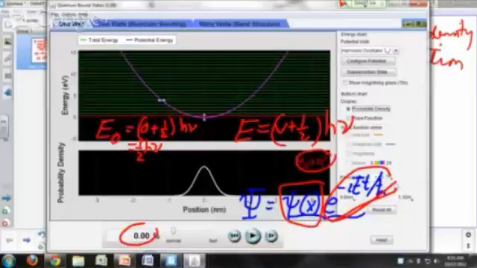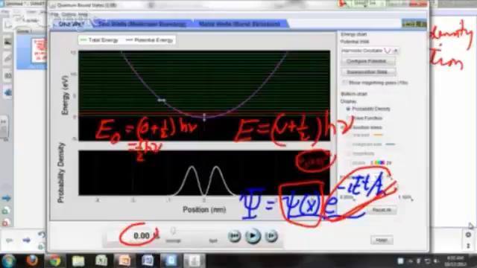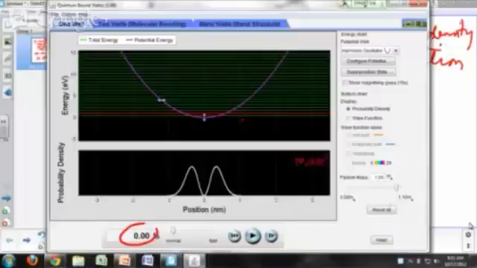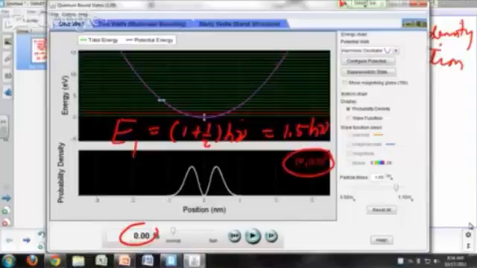You can see there's no node for v equals 0. What if you have v equals 1? Well, the first excited state, that's what you get. So for v equals 1, what do you have now? You have one node, right? And your energy E1 is going to be 1 plus 1/2 times h nu. So it's going to be 1.5 h nu. So here's for V1. Here's the probability density function.